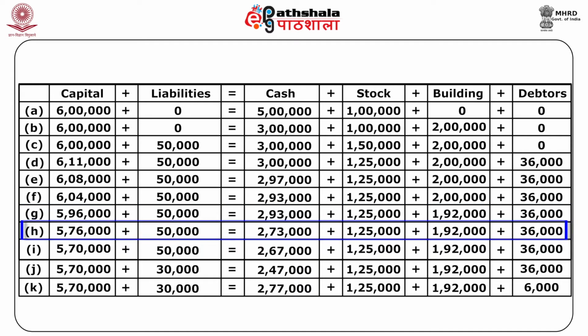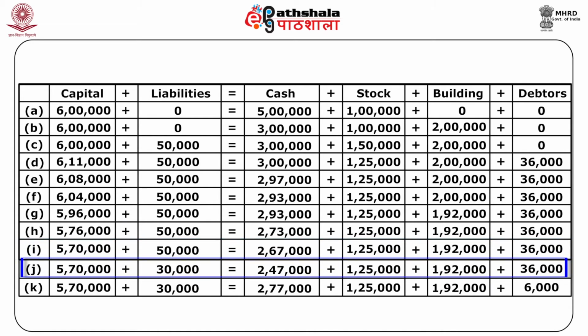On H part, 5,76,000 of capital plus 50,000 of liabilities will give you 2,73,000 of cash plus 1,25,000 of stock plus 1,92,000 of building plus 36,000 of debtors. On I part, 5,70,000 of capital plus 50,000 of liability will give you 2,67,000 of cash plus 1,25,000 of stock plus 1,92,000 of building as well as 36,000 of debtors.